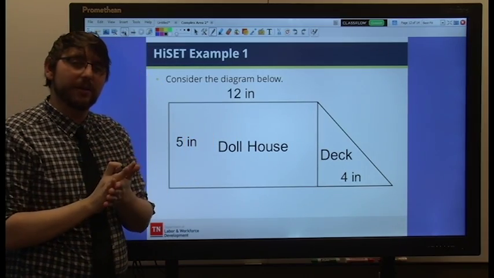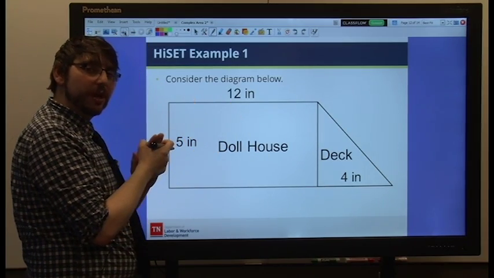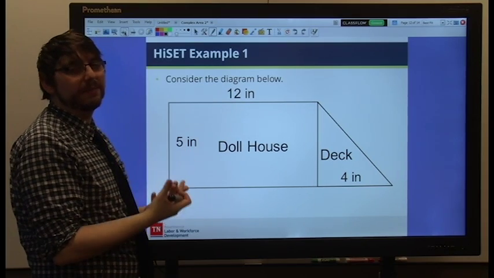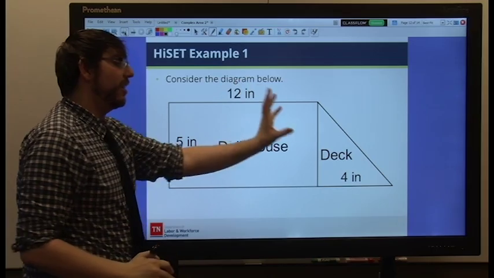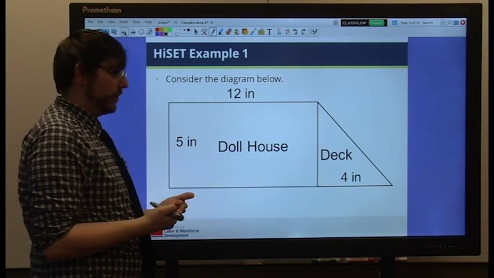and a triangle put together. When you have two shapes attached to each other, you find the area of both and you add them together. So now we just need to find the area of the dollhouse and the area of the deck and put those two things together.